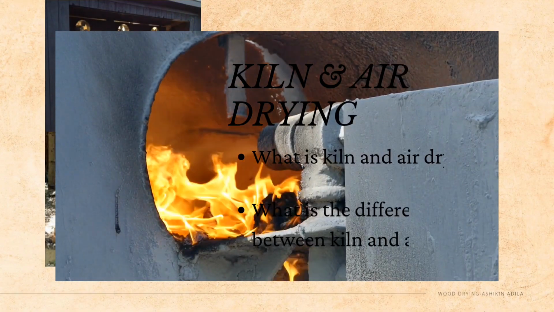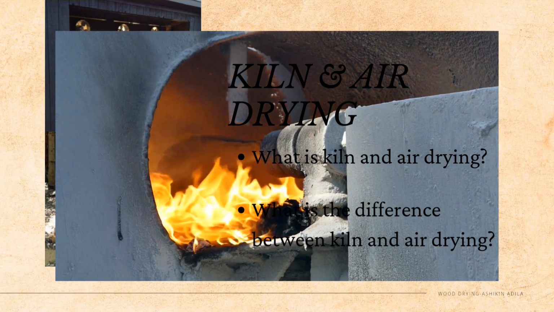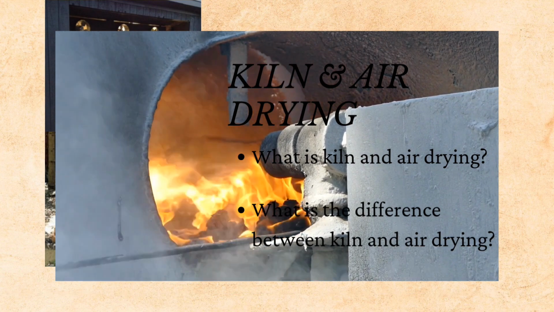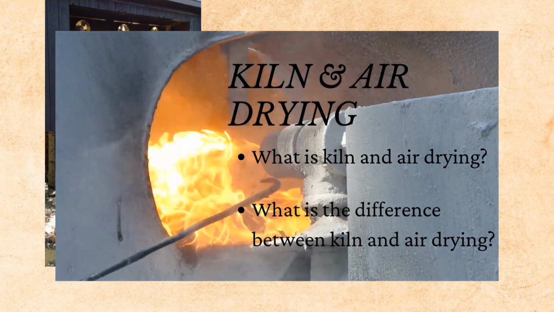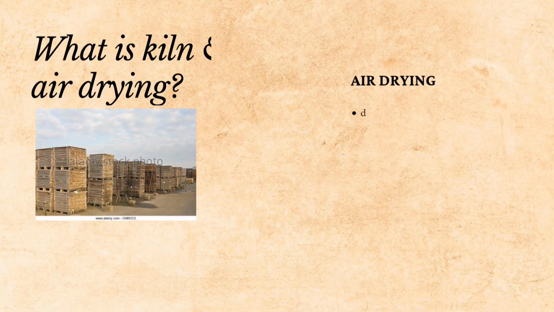There are two ways to dry wood, which are to leave it and let it dry naturally, which refers to air drying, or first dry the wood using the kiln dry method. We will look at what kiln and air drying are, and what the difference between kiln and air drying is. What is the air dry method?